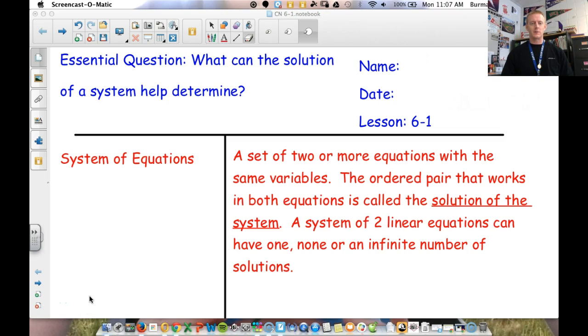Happy New Year, folks. We're talking about Chapter 6, one of my favorite chapters. I think Chapter 7 might be my most favorite. But Chapter 6, we're talking about systems of equations.